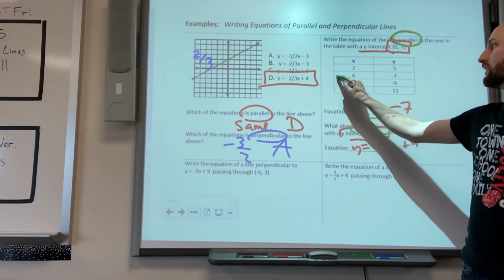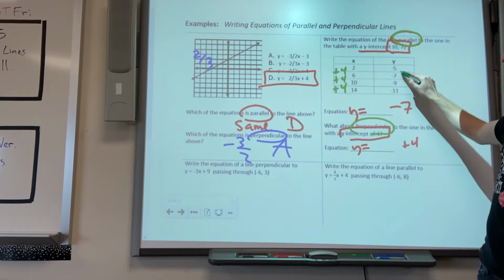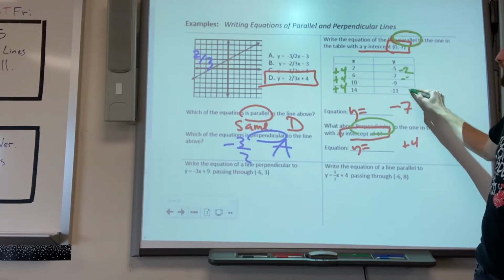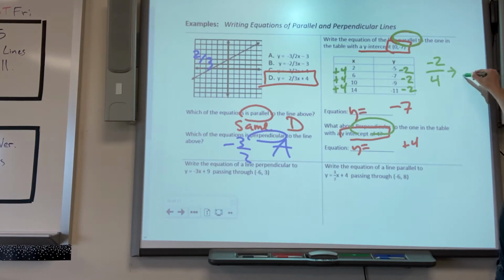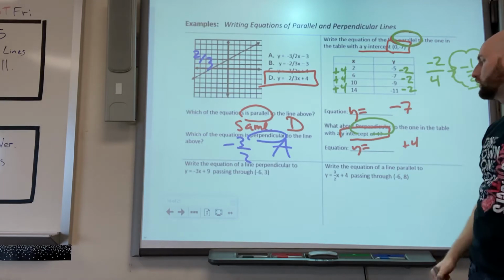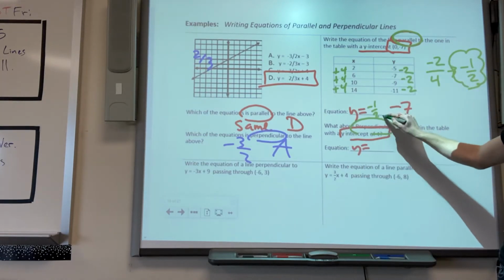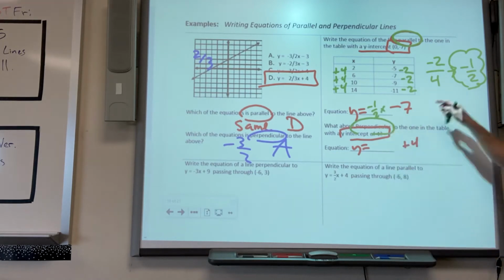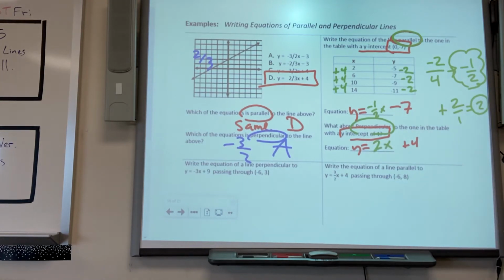So 2 to 6, it's +4, +4, +4. Here it's -2, -2, -2. Y divide in the calculator is -1/2 simplified. So ecuación paralela es el mismo slope. Ecuación perpendicular, flip positivo, flip 2 entre 1. 2 entre 1 se puede hacer 2 nomás. So 2x plus 4.